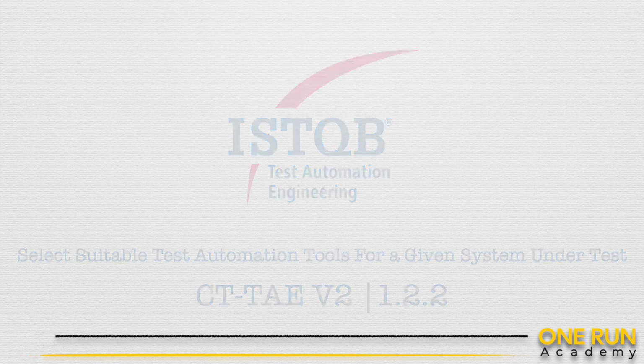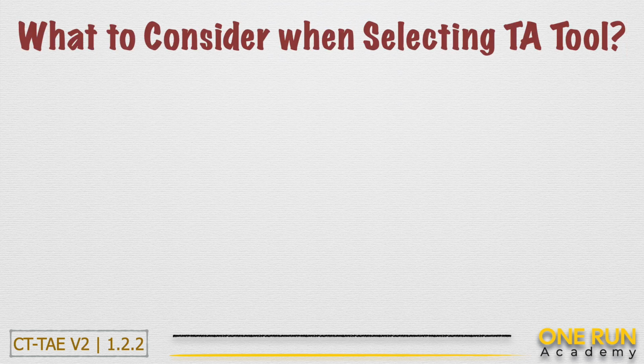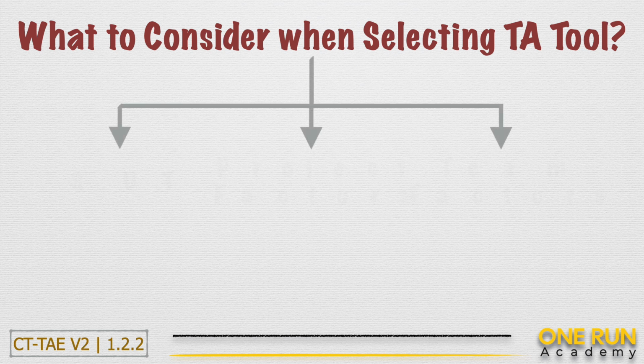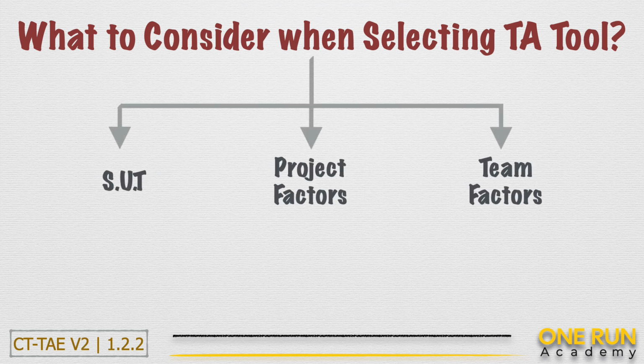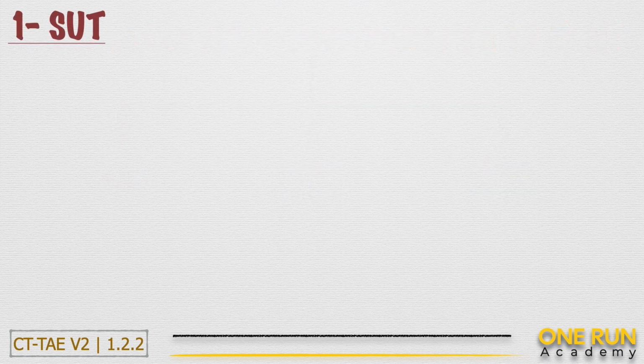So, when selecting a test automation tool, we need to consider several factors. Our focus will be on only three of them: the system under test, the project factors, and the team factors. Let's start right away with the first factor, the system under test itself.